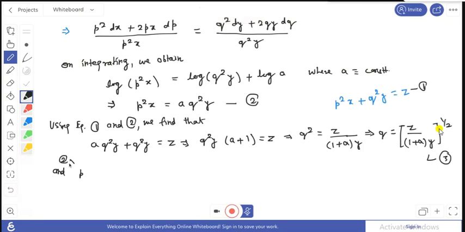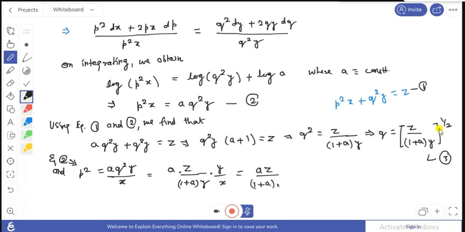Equation 2 implies p square equals a q square y over x. So what is the value of p here? So this is a. What is the value of q square? Q square is z over 1 plus a, into y. So this is your q square, and then y by x. So this value is this thing. Okay, y by x, so y by x cancelled out. So this is az over 1 plus a into x. So what is the value of p here? P is az upon 1 plus a x to the power 1 by 2.